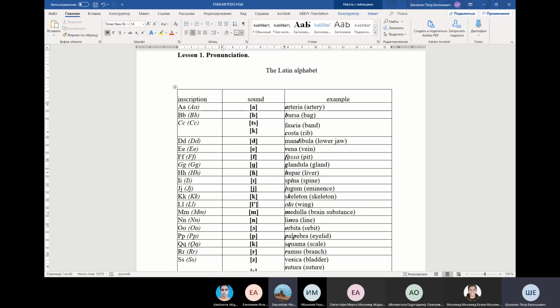Next comes the m, giving the sound of m. No extra rules applied in here. So the brain substance that you see will be the medulla. Medulla. Just do the medulla. Yep, like this.